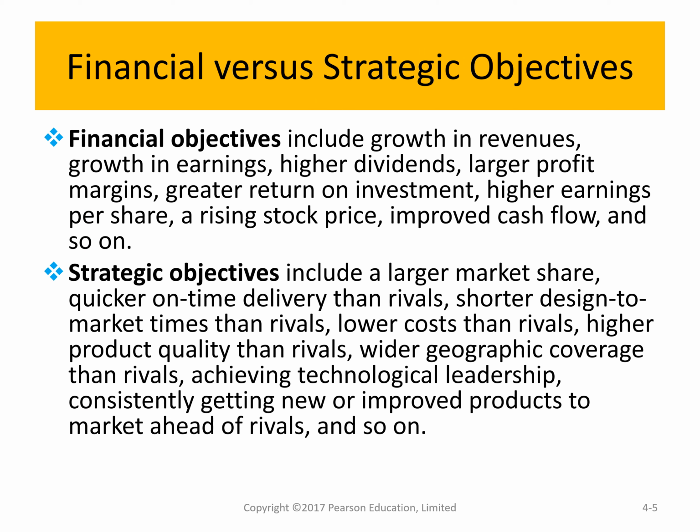Now, objectives can basically be put into 2 categories: financial objectives, which are more quantitative in nature. So they revolve around things like growth in revenue, growth in earnings, higher dividends, profit margins, etc. And then you also have strategic objectives, which are more qualitative in nature. For example, achieving a larger market share, lower costs than rivals, maybe achieving a wider geographic coverage, or achieving technological leadership.